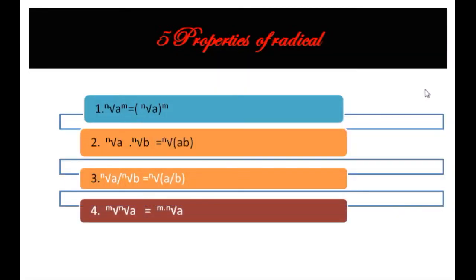The fourth property is mth root of nth root of a is equal to m into n root of a. This is a little confusing, so come to the example, you will be able to understand it easily. The fourth property is a little confusing, so we will understand the property here.